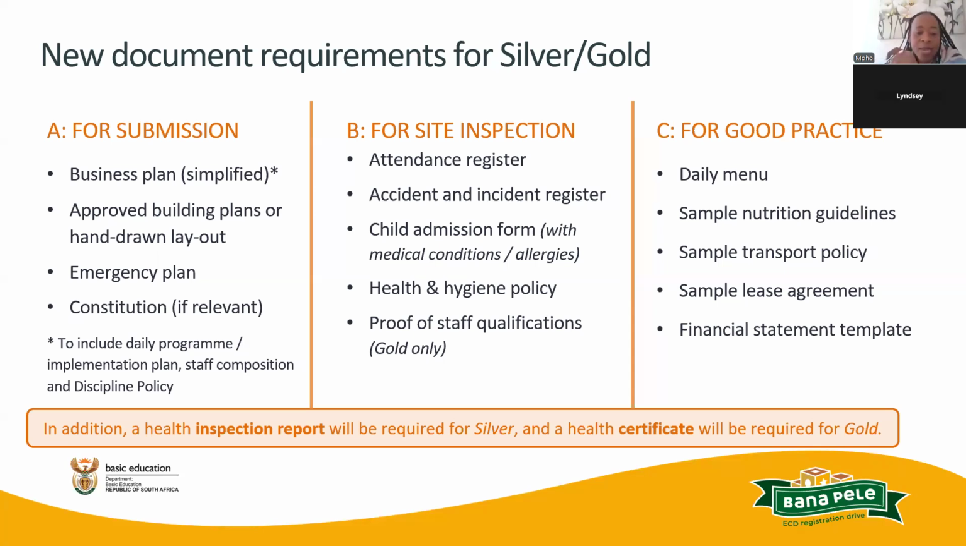So just to indicate that when it comes to the environmental health report, for the bronze registration, we will require an inspection report that will be provided by the EHP. But for the silver one, we'll require a health certificate that will be issued by our environmental health practitioners, and to indicate that we're having sessions with our municipalities to make sure that our EHPs are assisting and working with our social workers as a team when they conduct those on-site visits.